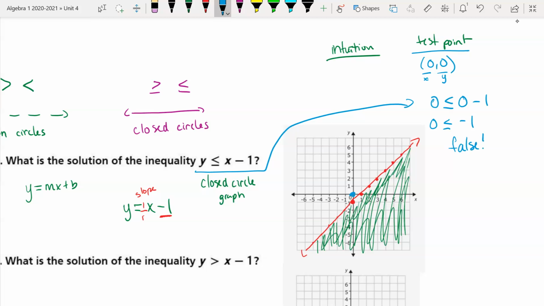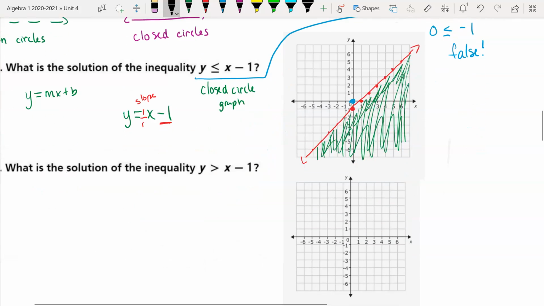I would hope you'd say 0 is not less than or equal to -1. So if it's false, I do not want to shade where that point is. Notice that point is above the line, so I don't want to shade that way. Instead, I want to shade below the line, which we used intuition to say already. So shading below the line is correct. There's two ways to shade, intuition or test point. Whatever way makes sense to you is the way you're going to use.